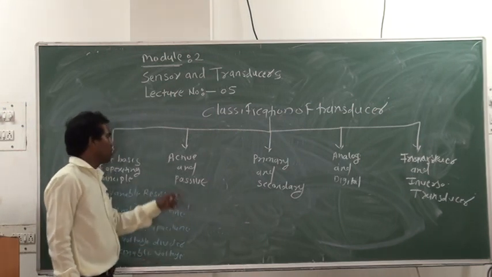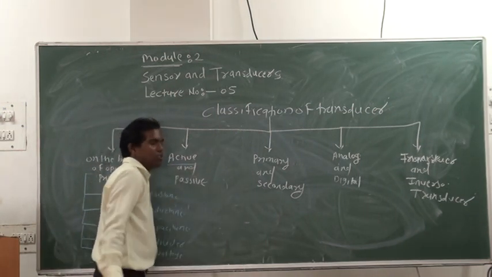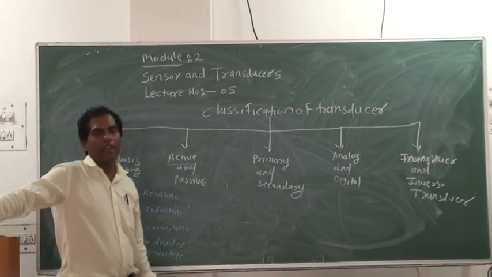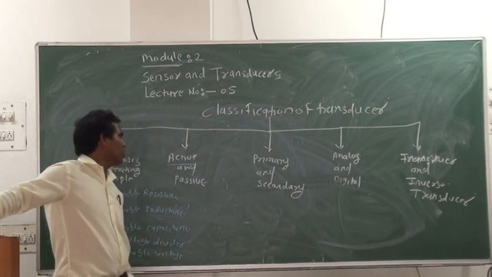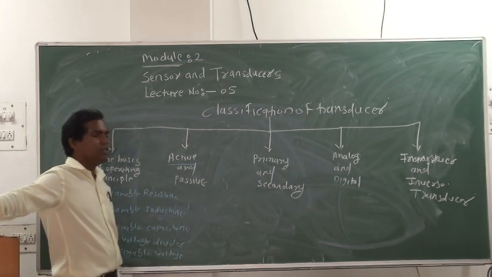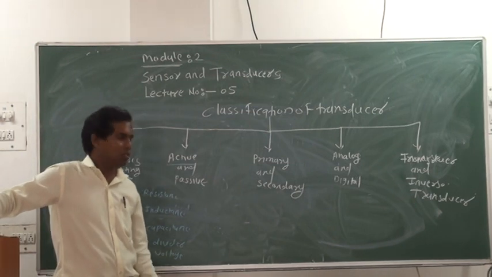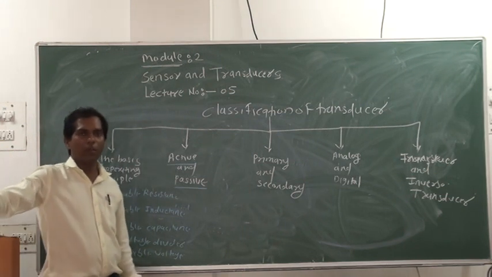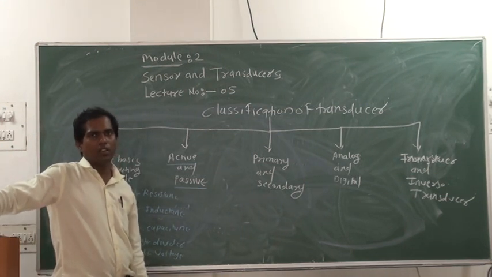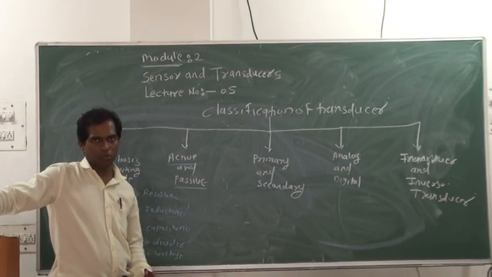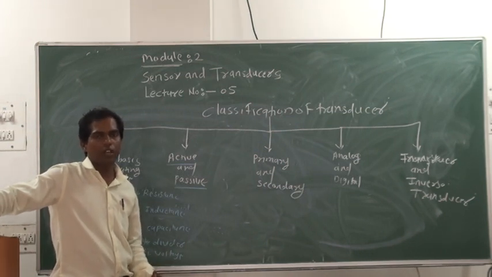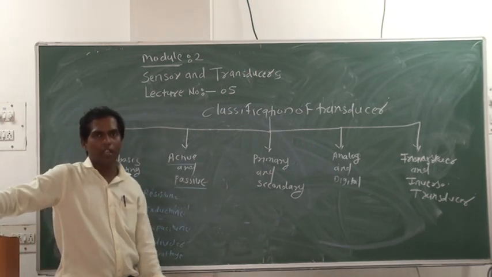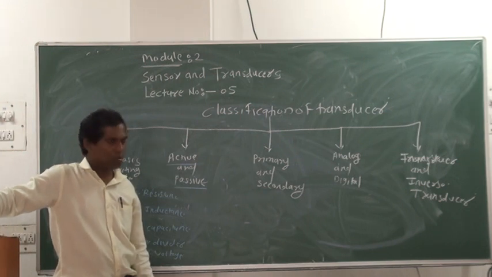Active and passive transducer. Active transducer, which is called a self-regulating, which does not require any external power supply. That is called your active transducer. The example is the piezoelectric transducer. Then passive transducer. The passive transducer, the transducer which requires the initial source for its operation, that is called your passive transducer. The example of the passive transducer is LVDT, linear variable differential transformer.